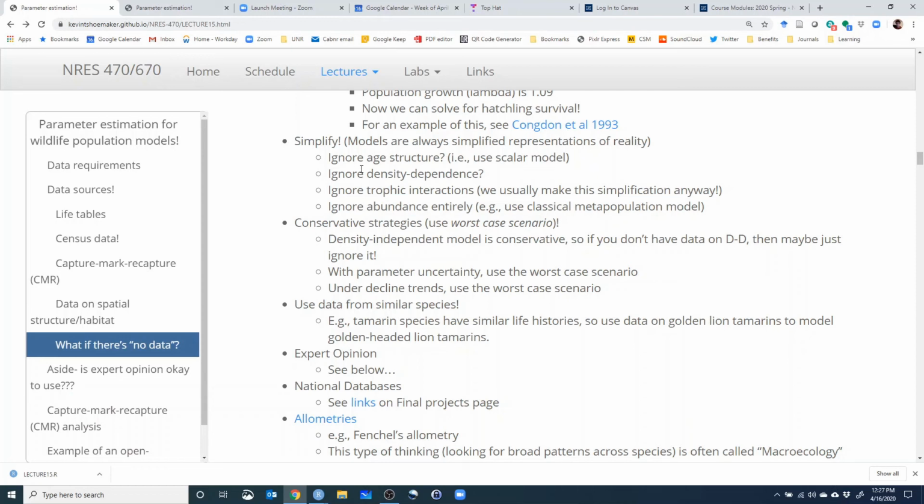But we might want to just ignore density dependence. Perhaps our question's not really focused on density dependence anyway. So we can just simplify in various ways. We might ignore trophic interactions.